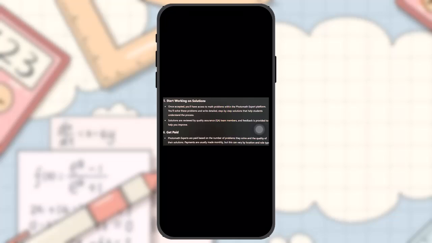Number 6. Get paid. PhotoMath experts are paid based on the number of problems they solve and the quality of their solutions. Payments are usually made monthly, but this can vary by location and role type.